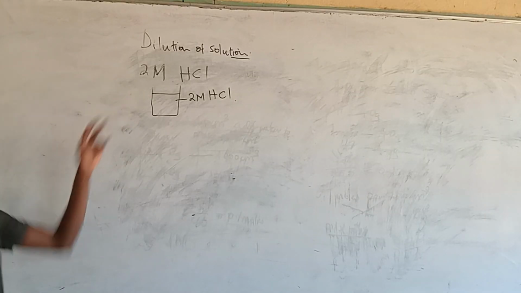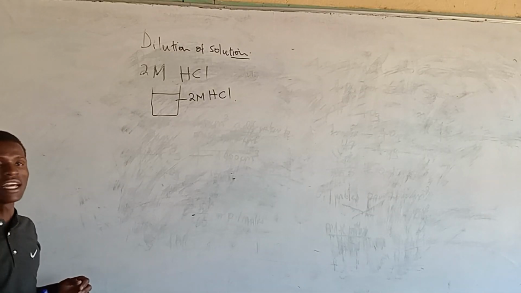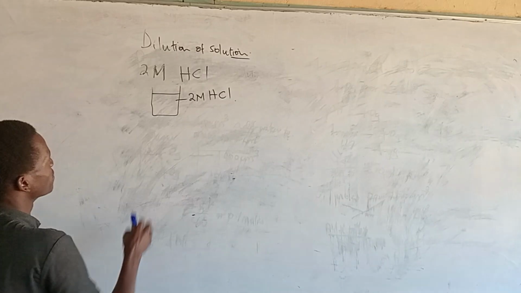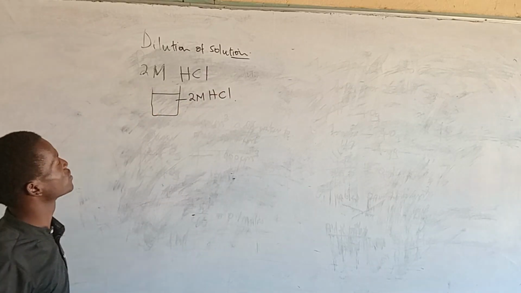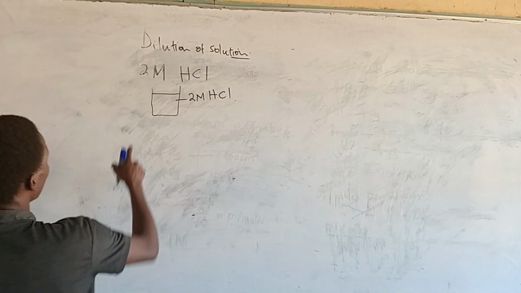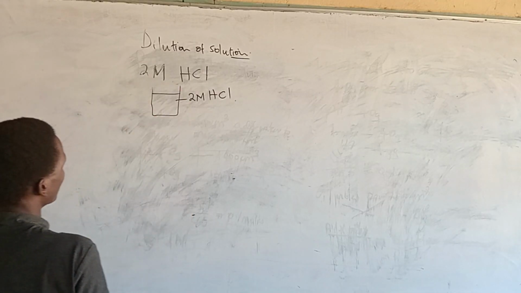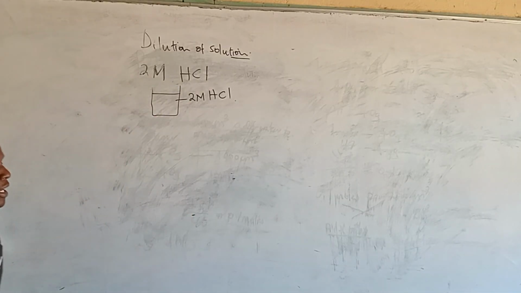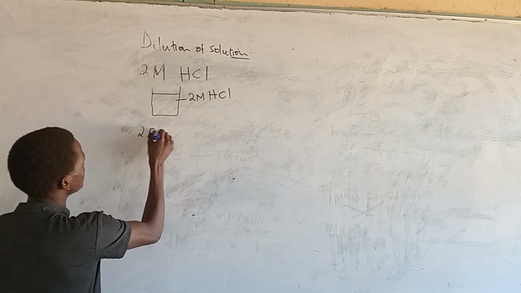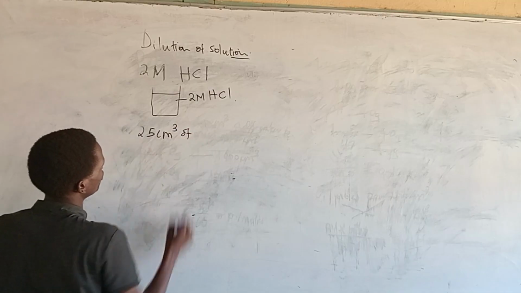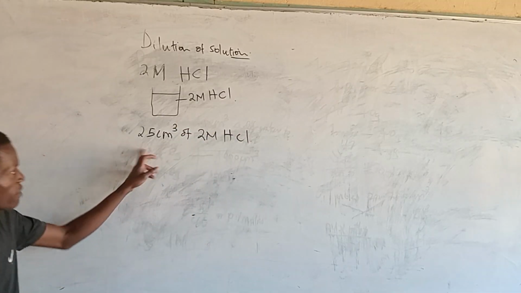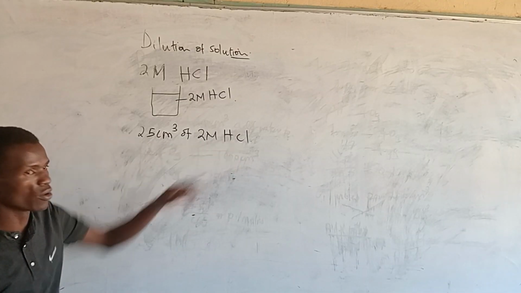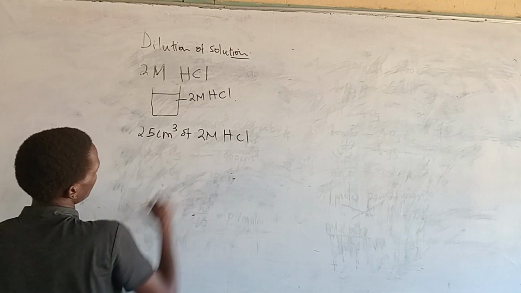And this is a concept that we use in our titration. And this is something that is very key when it comes to handling of questions on titration. Now, we have this 2 molar hydrochloric acid. And when we pick 25 centimeter cube of that solution of 2 molar HCl, this is the concentration of the acid.